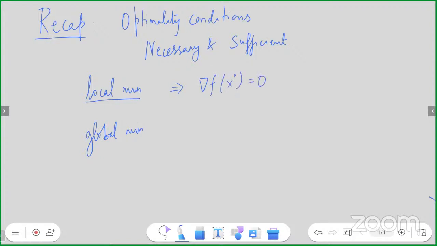Okay, what more? Positive definite, strictly positive. This local minimum implies it, but for the converse, we need the second-order condition.